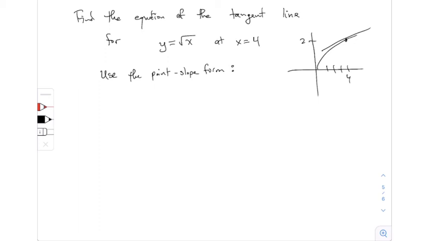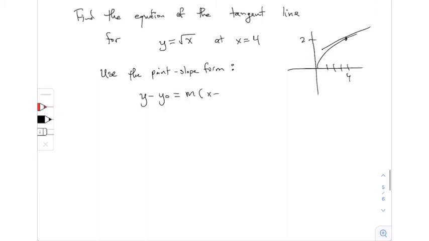But the point-slope form looks like y minus y0 equals m times x minus x0, where the x0 and the y0 are the x and y coordinates of one specific point that you know is on the line. And the m is the slope at that point. All right. So as for my point, I'm going to use this point right here, which is where we're talking about. This value is going to be x equals 4, y equals 2. So eventually I'm going to use a 2 here and a 4 here.